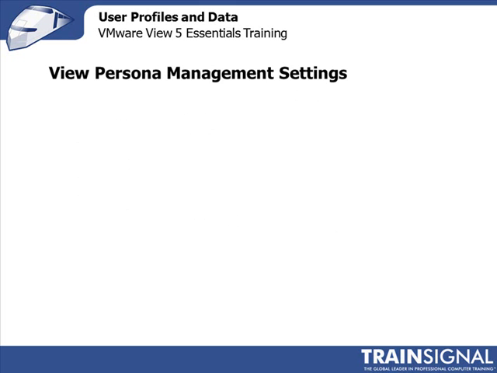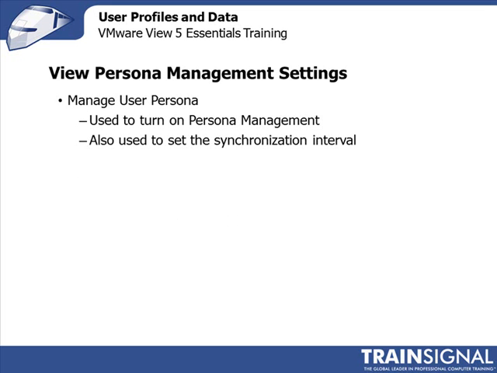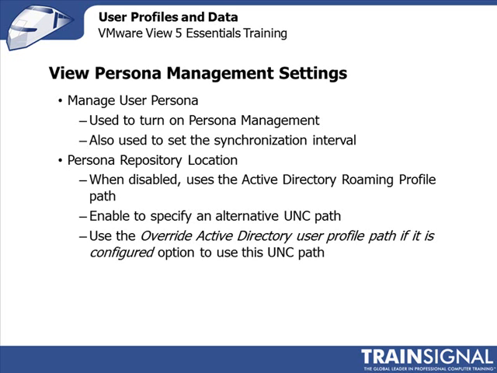So let's quickly go through some of the settings that are available for View Persona Management. First of all, you have the option to turn it on or off. Once it's turned on, you can then set the synchronization interval that we talked about before. By default, this is 10 minutes, and can be set to any interval of minutes. You then define the Persona repository location.